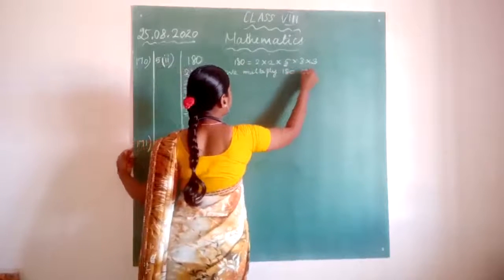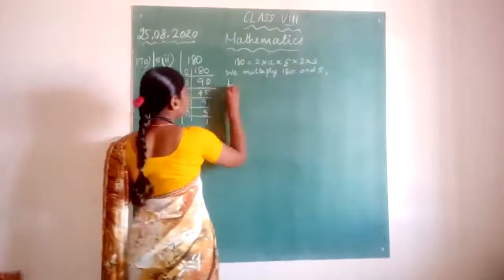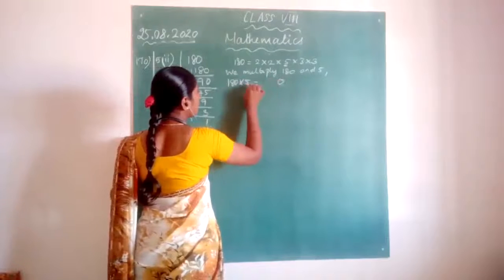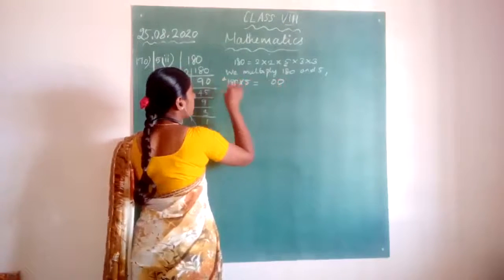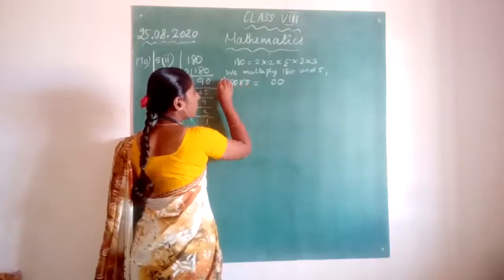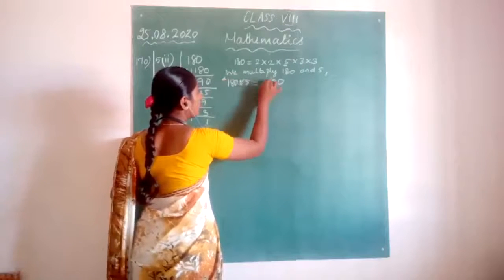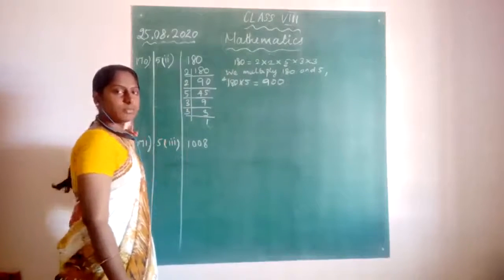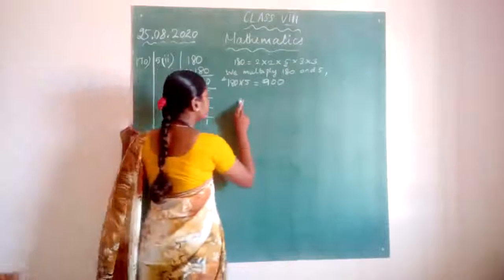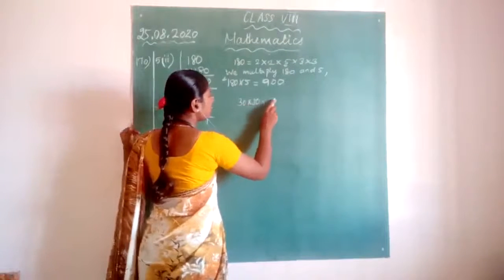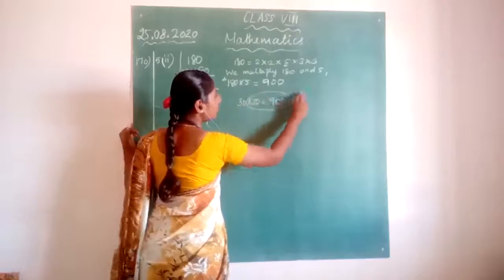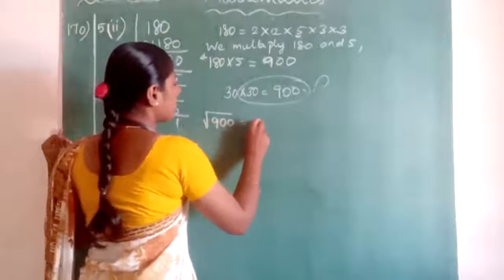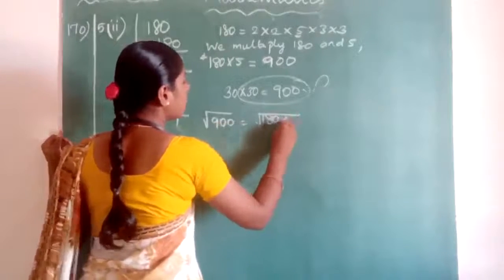180 and 5. Okay, so you will get 180 into 5 is equal to: 5 zeros are 0, 5 eights are 40, 0, 4 carried over, 5 ones are 5, 5 plus 4, 9. Okay, so 900. Is it clear? Is 900 a square number or not? Yes, we can have 30 into 30 as 900. Okay, so 900 is a square number. Is it clear? So the square root of 900 is the square root of 180 into 5.